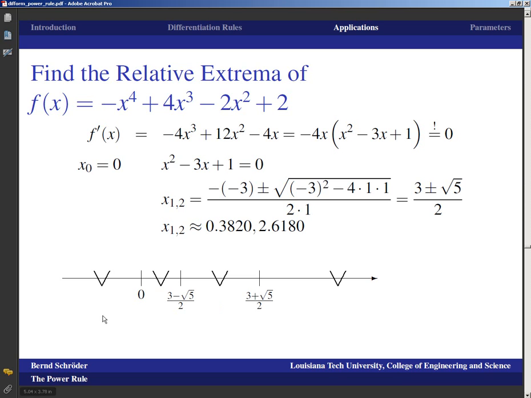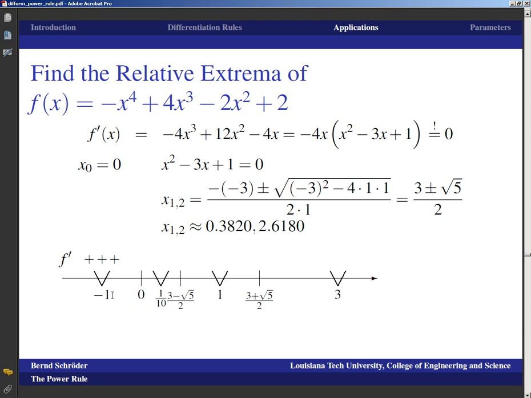Convenient point to the left of 0 is negative 1. Convenient point between 0 and 3 minus root 5 over 2 is 1/10. I mean, they're all pretty ugly there. Convenient point between these two difficult ones is probably 1. And a convenient point to the right of 2.6 would be 3. Now we need to find out what f prime does.